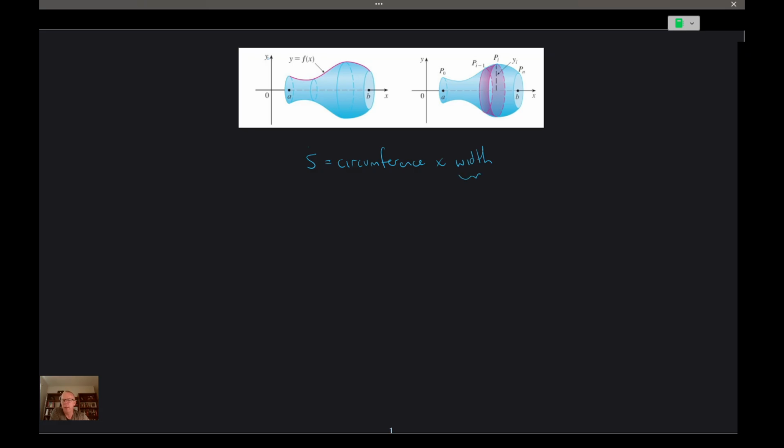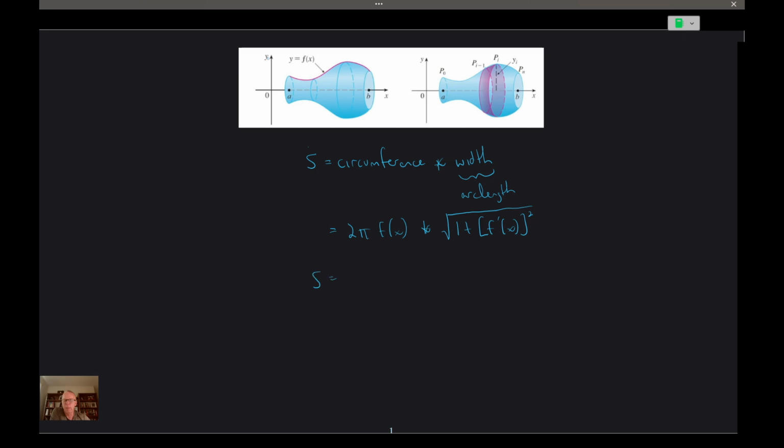Now, how can we think of the width? If we're going to get this exact, we're going to break this down into this being the arc length, which is what we talked about in the last video. So the formula for circumference is 2 pi times the radius. The radius is going to be y, or we could write f of x. And then the width, which is the arc length, is going to be the square root of 1 plus f prime of x squared.